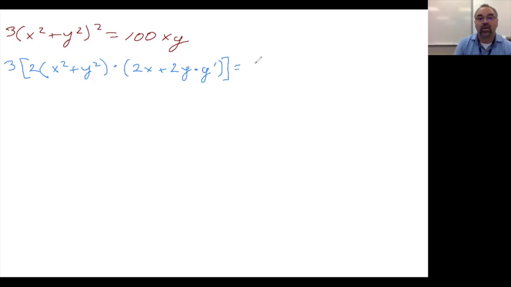Over here on the right-hand side, of course, we have a constant of 100. And now we have x times y. Don't forget the product rule. So many first years look at that and go, oh, great, x, y, that derivative is easy.